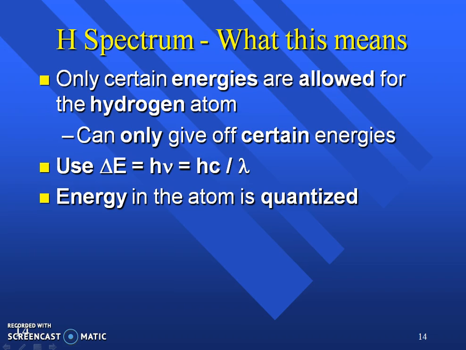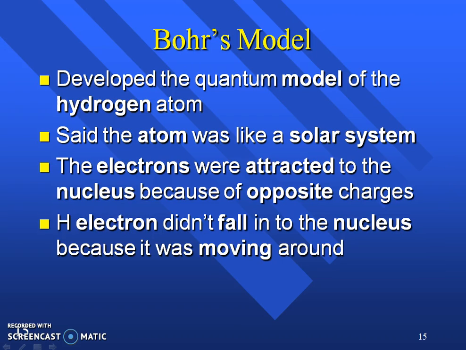So only certain energies are allowed for the hydrogen atom, okay? So you can only give off certain amounts of energy. And again, we're going back to energy equals Planck's constant times frequency. So this energy is quantized, okay? So then Bohr came up with the idea where these electrons have a certain amount of energy, and they are going around the nucleus like the solar system, okay?